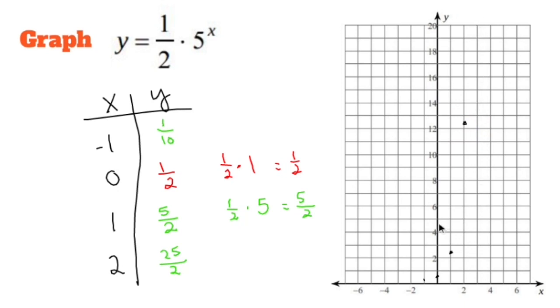But what we see is as this goes to the right, it gets super big, super fast. As it goes to the left, it gets super small. And this is just going to keep getting smaller and smaller and smaller and get awfully close to 0, but never technically hitting 0. So this is an example of exponential growth.